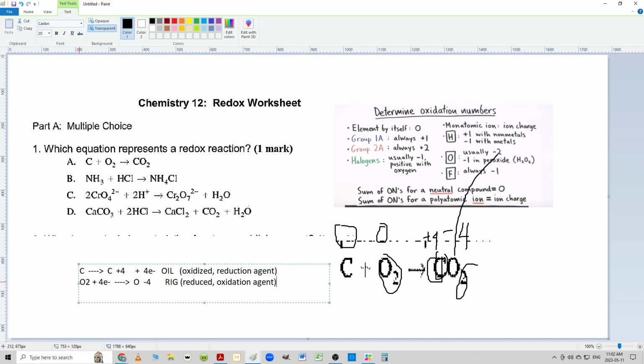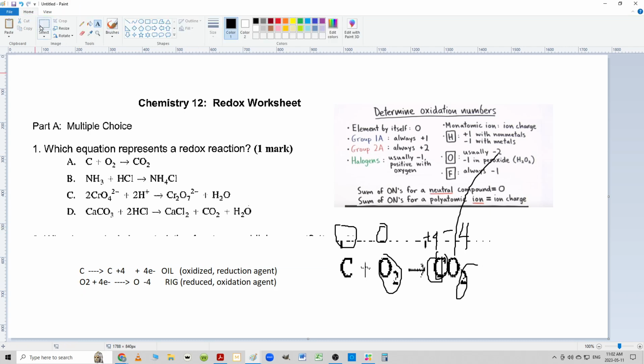It's very hard to go from 0 on the left to an obvious compound and not have a redox. Usually compositions are going to be redox, and usually decompositions are too, but not always. So you have to check. So the answer here is obvious, but why are the other ones not? Why are the other ones not?